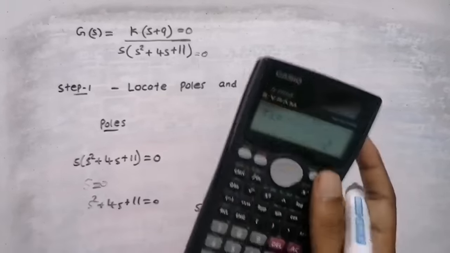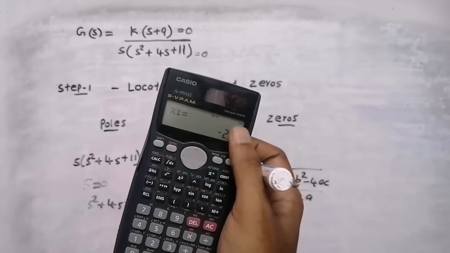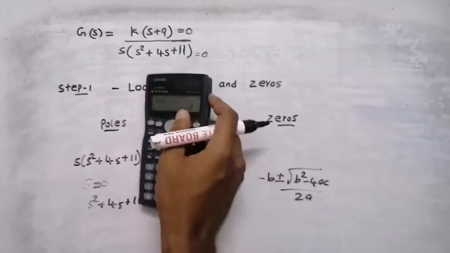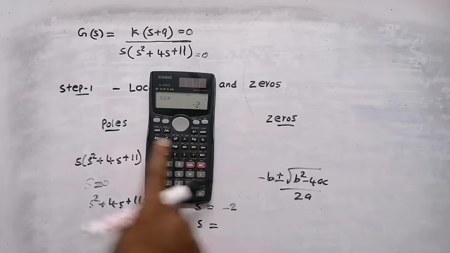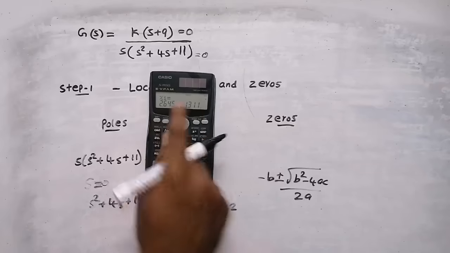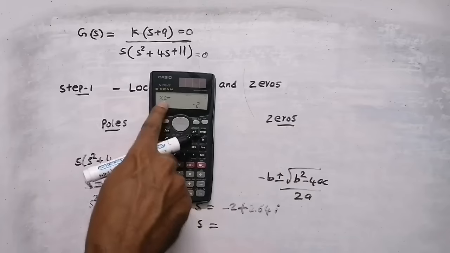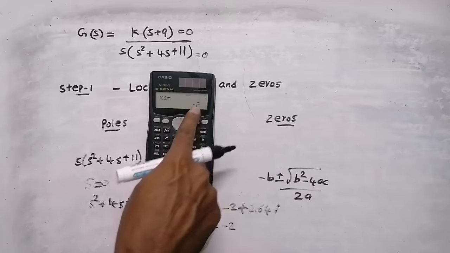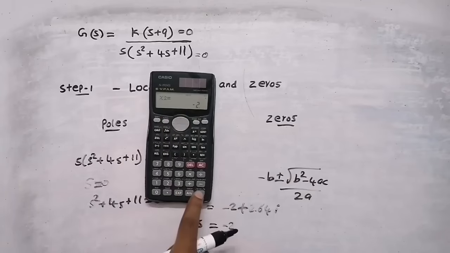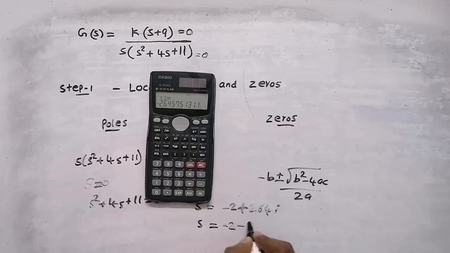When you press equal to, you will get minus 2. As you can see, minus 2 is the real part. For getting the imaginary part, press shift, then press equal to. You will get the imaginary part 2.64. So plus 2.64i. Now this is x1. For getting x2, the real part is minus 2. For the imaginary part, press shift, then press equal to. You will get minus 2.64, minus 2.64i.